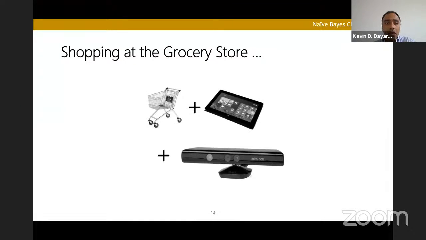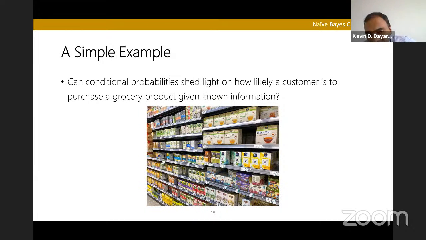So suppose we are shopping at the grocery store. With technology these days, we can equip sophisticated equipment to grocery carts that could have information about where you're from and provide direct product recommendations. So here's a simple example. Can conditional probabilities shed light on how likely a customer is to purchase a grocery product given known information?